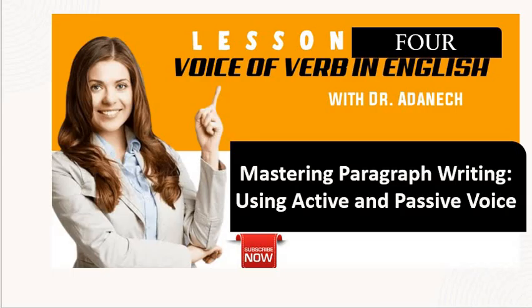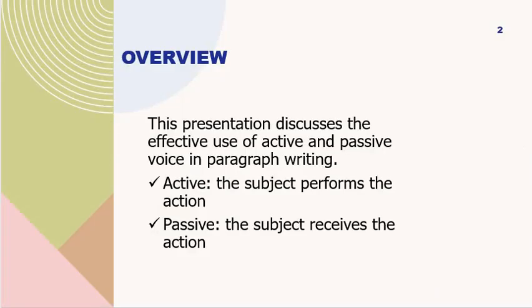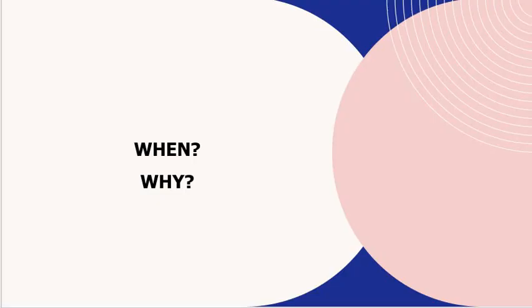Okay, let's get started. I have an overview before I dive into the paragraph writing. This presentation discusses the effective use of active and passive voice in paragraph writing. In active voice, the subject performs the action. In passive voice, the subject receives the action. We have a doer of action in active voice, and we have an action focused in passive construction. We don't worry about who did the action in passive construction. When and why do we use active voice and passive voice? We have a reason for that.